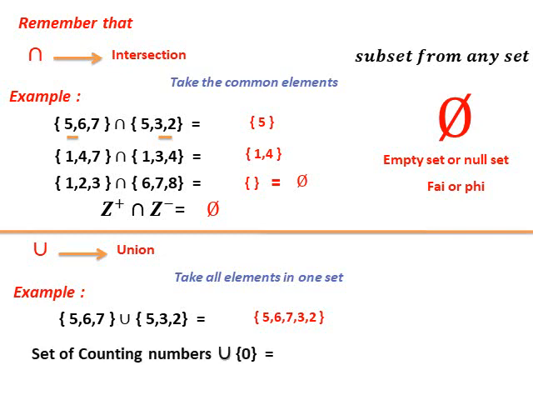Yes, wonderful. Set of counting numbers union 0. I will take all of them in one set. Counting numbers mean 1, 2, 3, 4, 5, and so on. So I will add 0 to it. It will be 0, 1, 2, 3, and so on. That's the meaning of natural numbers. You can write it in two ways: you can write 0, 1, 2, 3, and so on, or you can write natural numbers. Don't forget that. It's your choice.